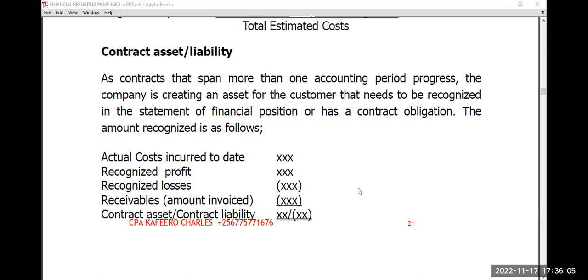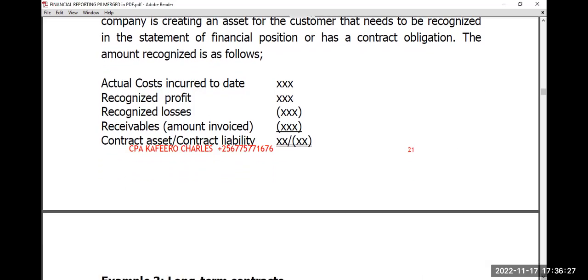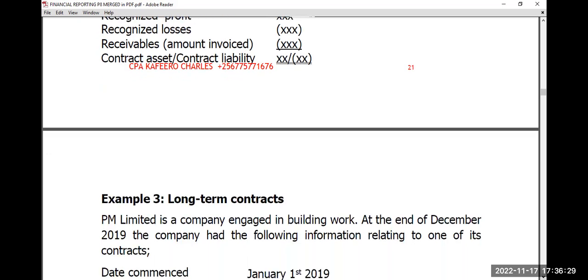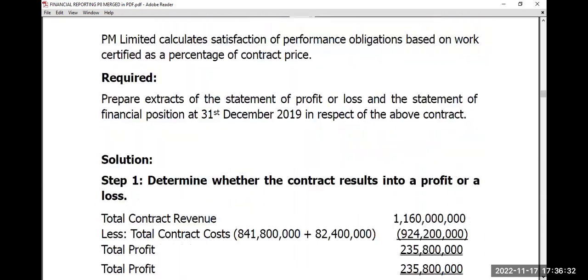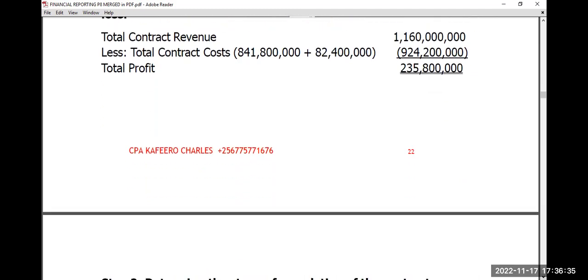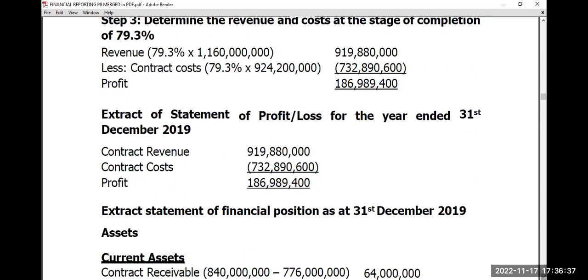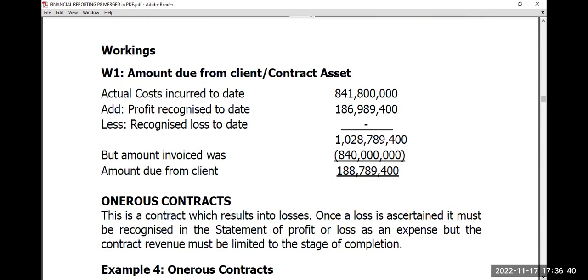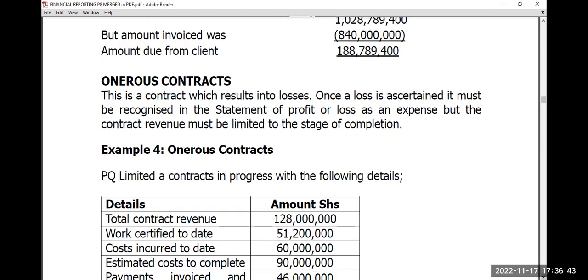These figures are going to be taken to the statement of financial position. Either they are going to be an obligation or they are going to be an asset. But remember, since we are dealing with these long-term things, they may be going in terms of long-term assets or long-term liabilities. There is an example there, but we shall look at those ones later. Let's try to look at these contracts.